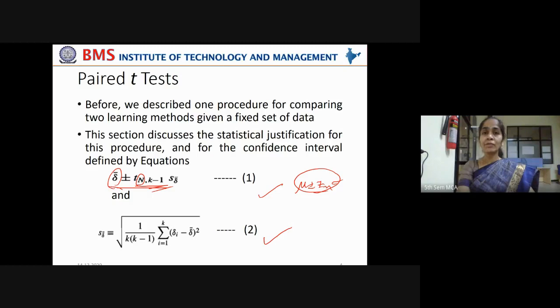Here we are performing k-fold cross validation. For that we get the mean of errors across all the iterations plus or minus, instead of z score we are considering t score here, because this is a t distribution, the underlying distribution, though it is tending towards normal distribution. We are considering it as a t distribution with N% confidence interval and k minus 1 degrees of freedom.